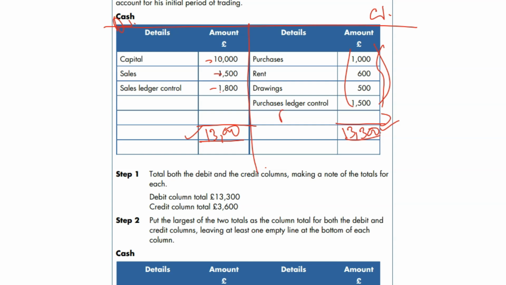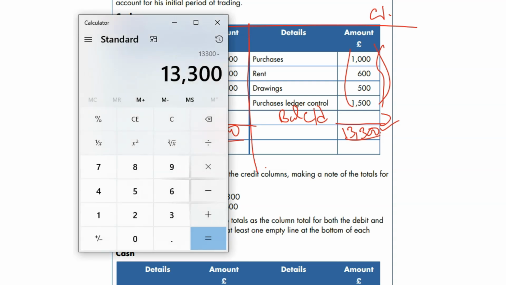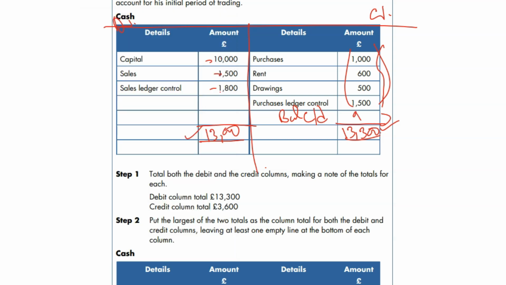Does it make 13,300? No. You have a balancing figure here, which we call a balance CD or CF, carried down within the month. So 13,300 minus 1,000, minus 600, minus 500, minus 1,500. How much is left? 9,700. That is your balance carried down, which you're going to bring down for the next month. This is a month end balance. Month end, ME. The next month opening, at the beginning, opening balance, we call this balance BD, is also known as opening balance, 9,700.